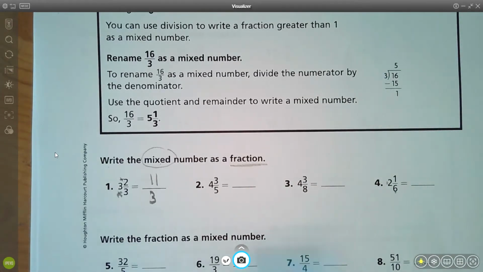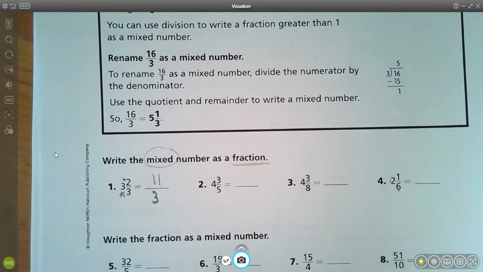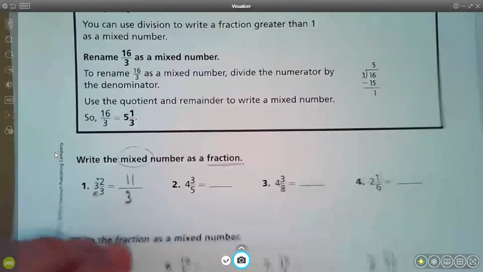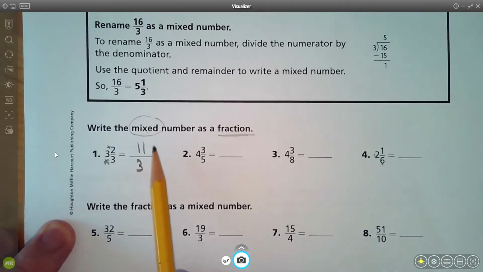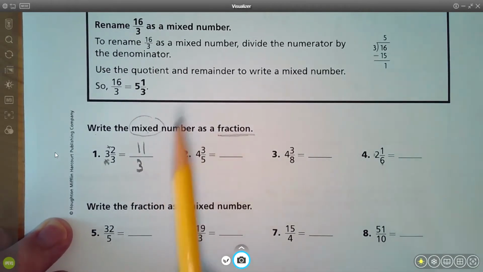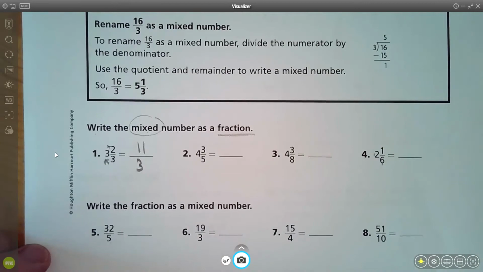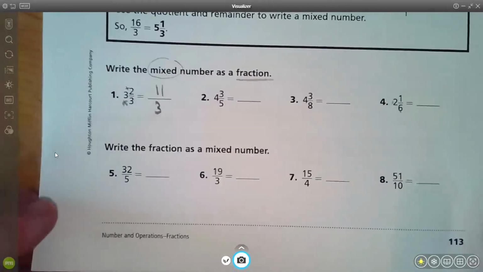Okay? Now, of course, they're not done with you yet. They want you to do the opposite of that, which is turn one of these back into a mixed number. We would spend a day working on this in class and getting really good at it, and then introduce this the next day, but hey, we're in a different time now. So, back to the book.